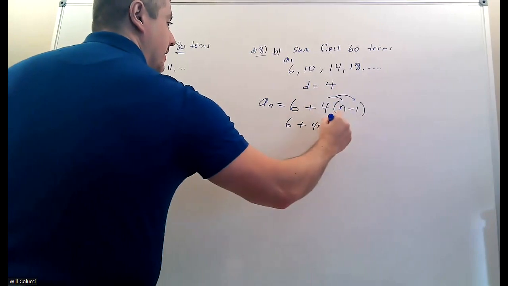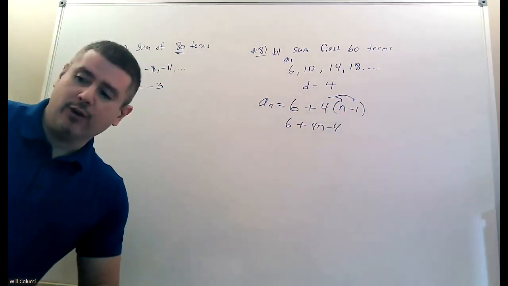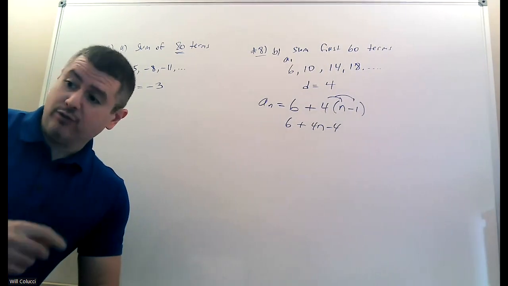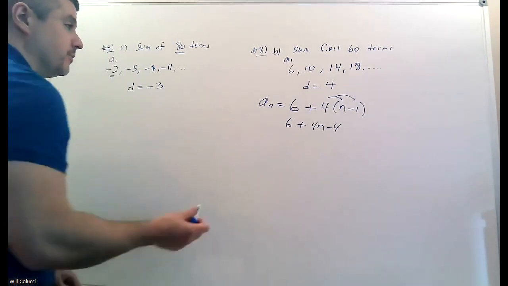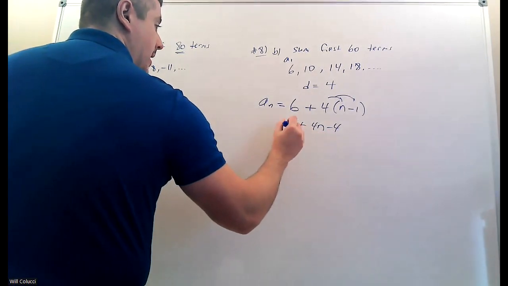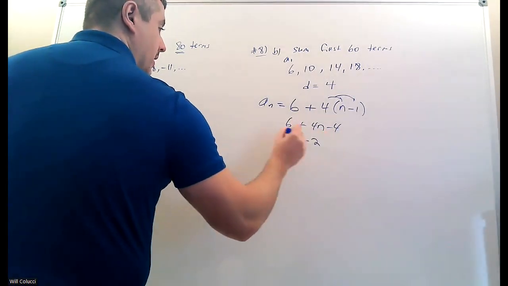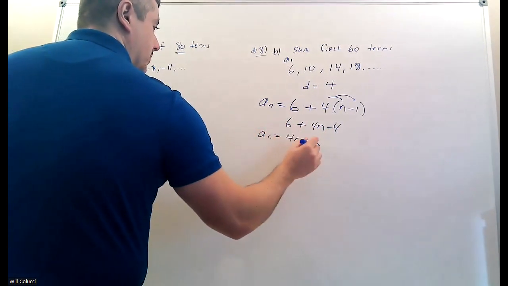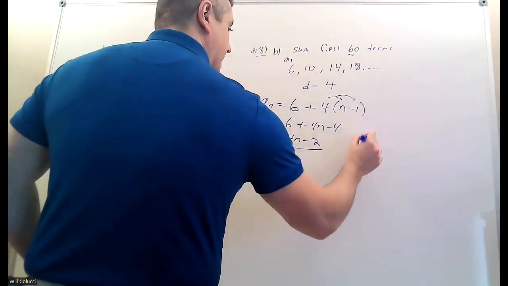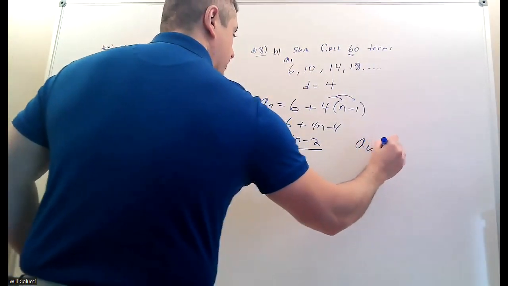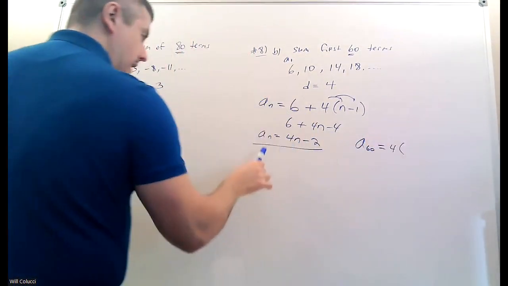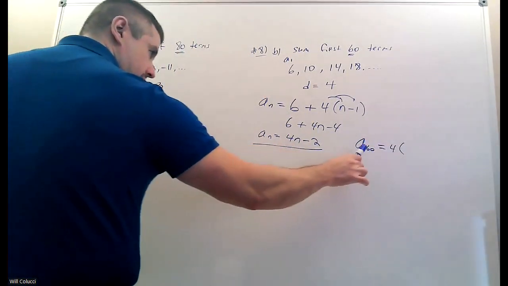4 times n, 4 times -1, right? Order of operations. You do not add or subtract before you multiply. I've seen students do that, and then a whole question is shot. So just be careful. So then you have 4n, positive 6, take away 4. This is my formula. Now I want the sum of the first 60 terms. That means I need a 60. So I'm just going to replace the n with 60.